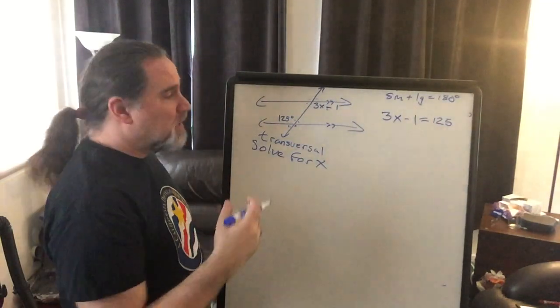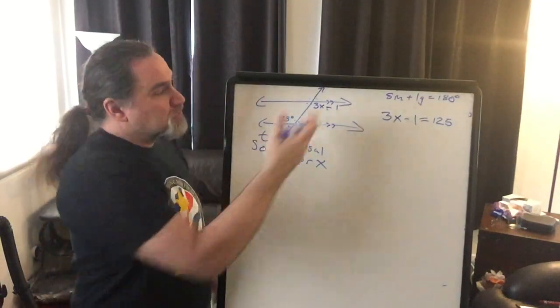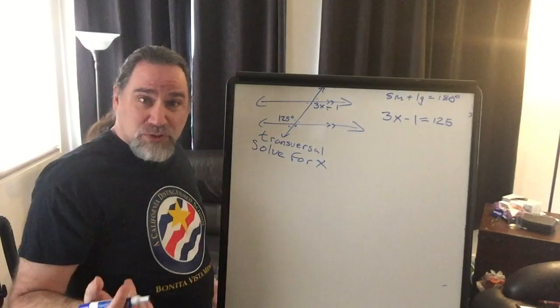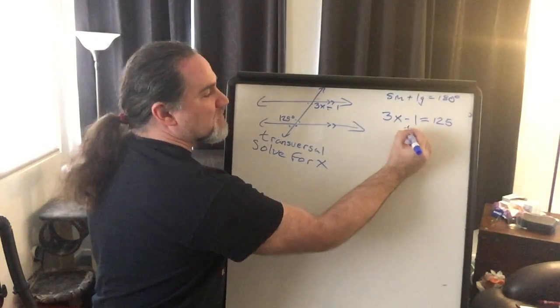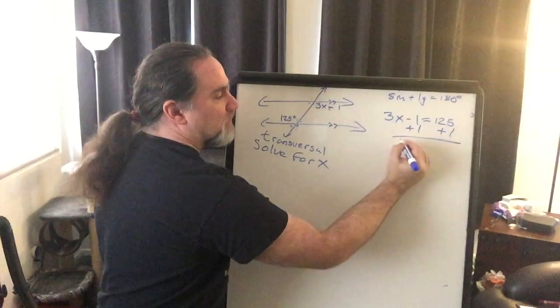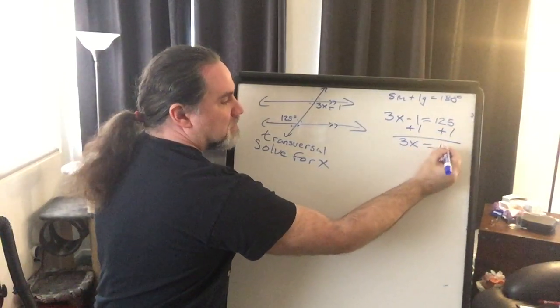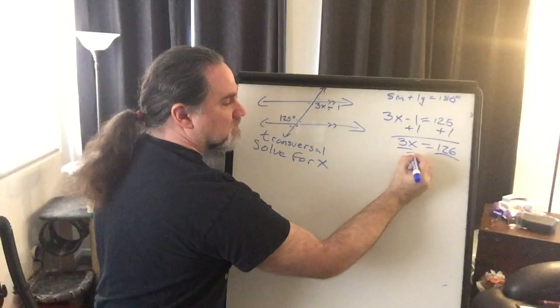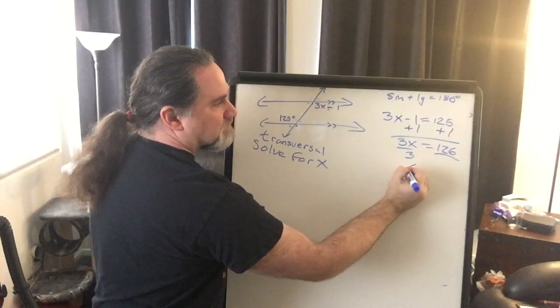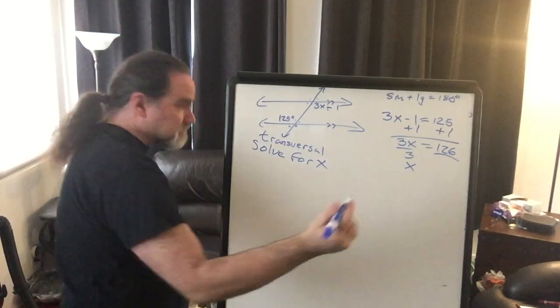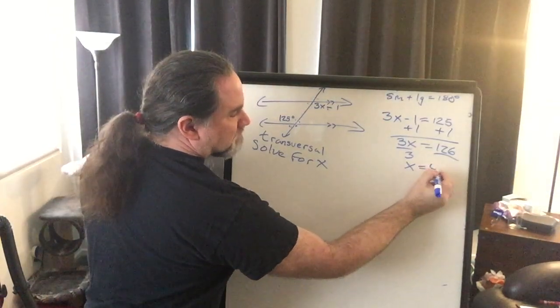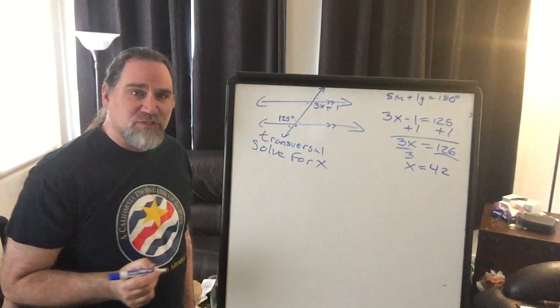Now, if one was a large and one was a small, then I would add them together to make them equal to 180. Either way, I've got a perfect equation that I can solve. And this is a nice little two-step equation we have here. And we get x is 42.